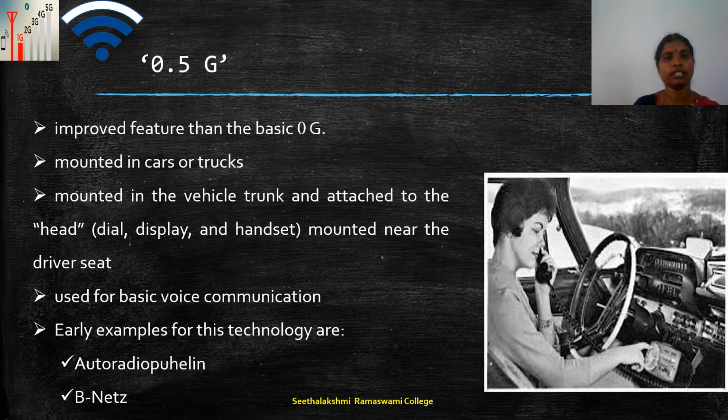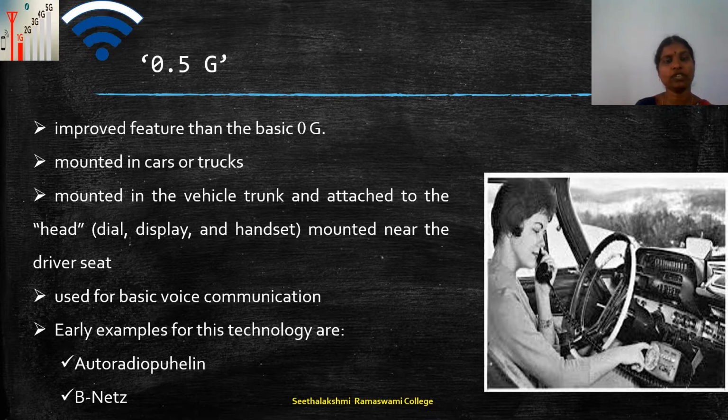0.5G. It is a group of technologies with improved features than the basic 0G technologies. These early mobile telephone systems can be distinguished from earlier closed radio telephone systems in that they were available as a commercial service that was a part of the public switched telephone network with their own telephone numbers rather than part of a closed network, such as police radio or taxi dispatch systems.